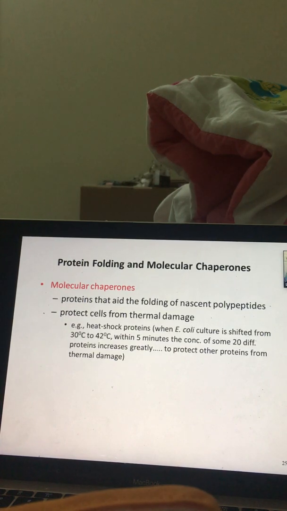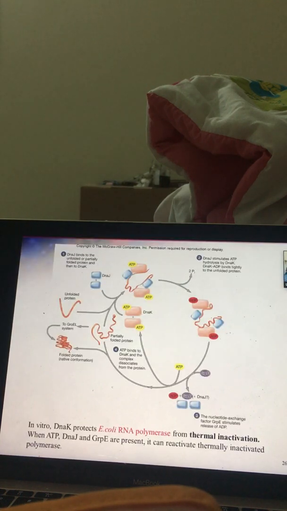So we will talk about heat shock proteins later, but to give you an example, molecular chaperones are produced when the cell needs protection. These chaperones also aid in transport of proteins across the membrane. You will see quite a few of them as we go along as to how they help in the transport. So here is one example of a protein that is assisting in protecting from thermal inactivation.